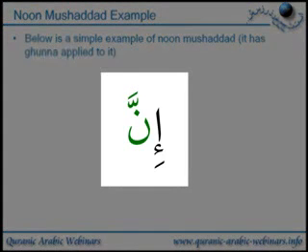So here we have a simple example of the noon mushaddad, and this word is inna. Okay, so we know how the shadda operates, i.e. gemination. However, because we know the rule is whenever we have a noon with shadda, we must apply the ghunna, instead of just saying inna, where we know we hold it for two, now we're going to apply the ghunna. So this should be inna, inna. Okay, so it's just holding that sound in the nasal cavity.